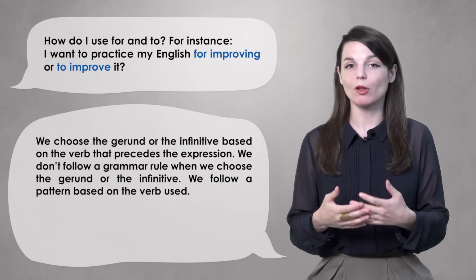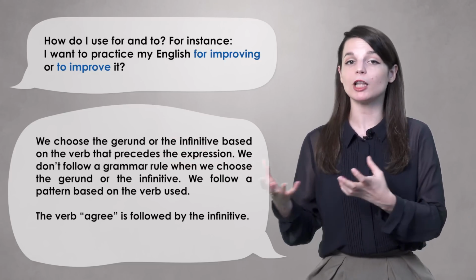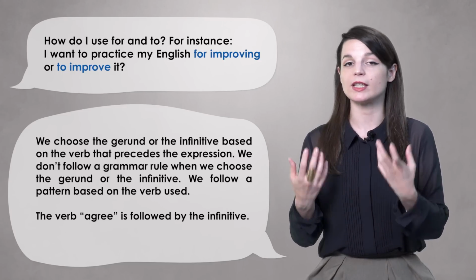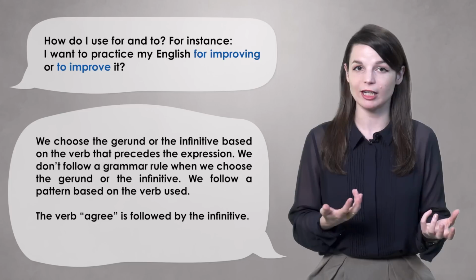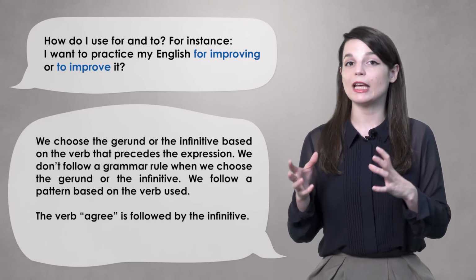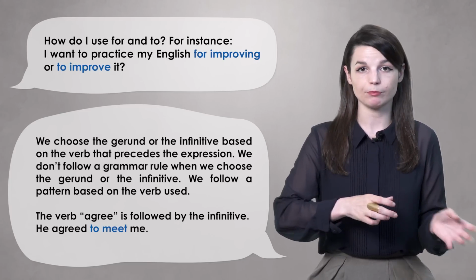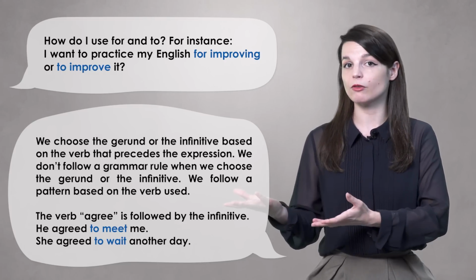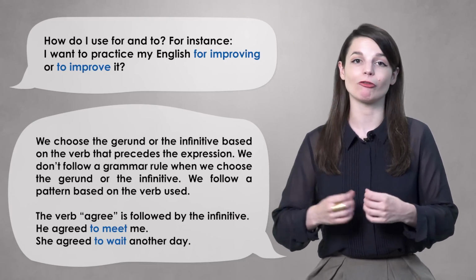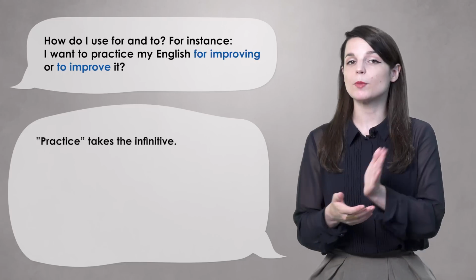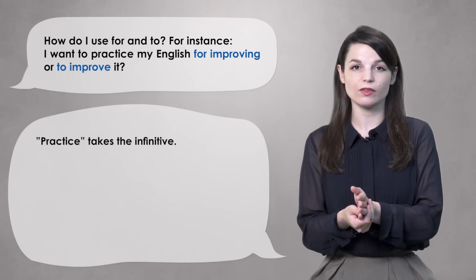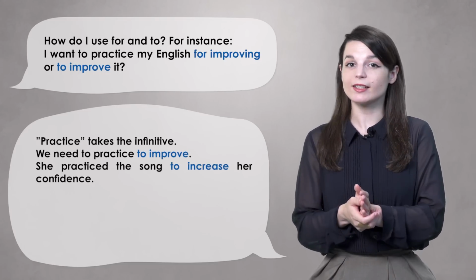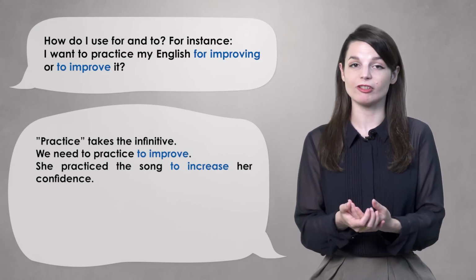So for example, the verb agree. Following the verb agree, we use the infinitive. So to describe this, we say agree takes the infinitive. For example, he agreed to meet me, or she agreed to wait another day. So after the verb agree, we use the infinitive form of a verb. The verb practice takes the infinitive. We need to practice to improve, or she practiced the song to increase her confidence.